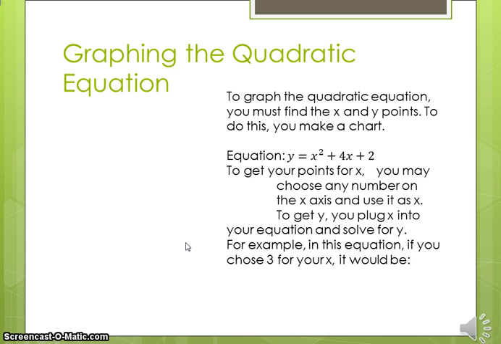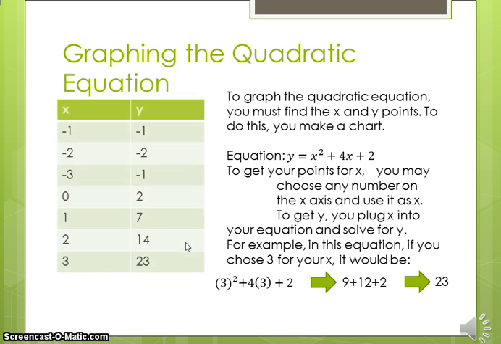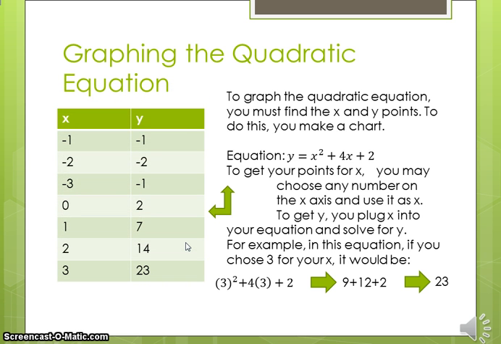For example, in this equation, if you chose 3 for your x, it would be 3 squared plus 4 times 3 plus 2, because you have plugged in 3 for your x, because x equals 3. So 9 plus 12 plus 2 equals 23. So doing this for all of your numbers, you would get this chart.